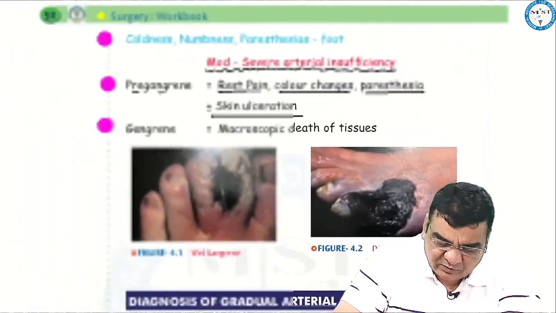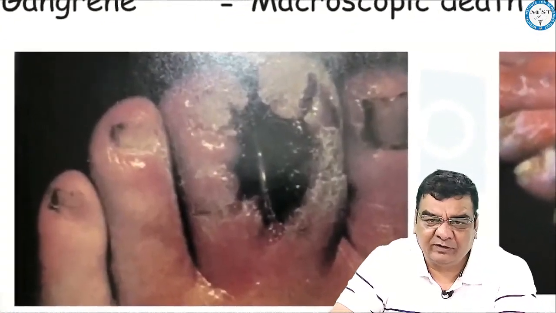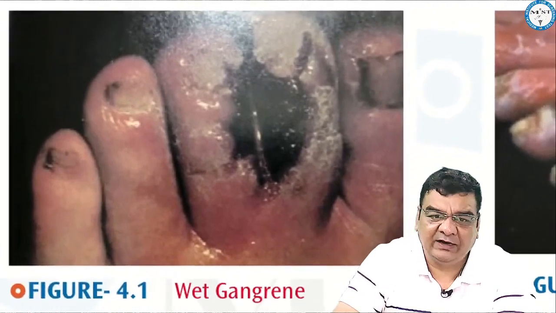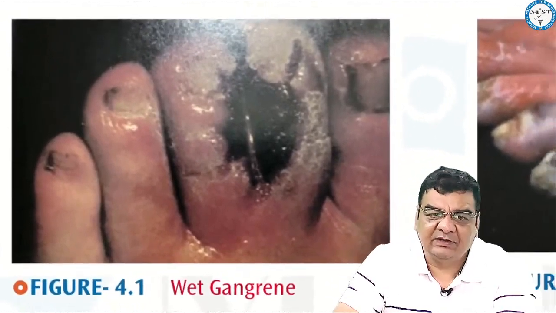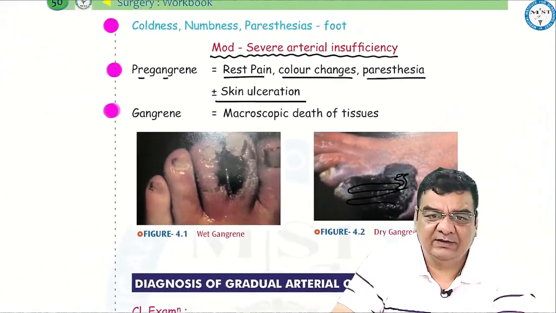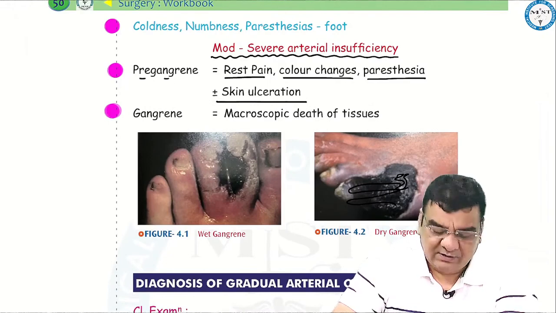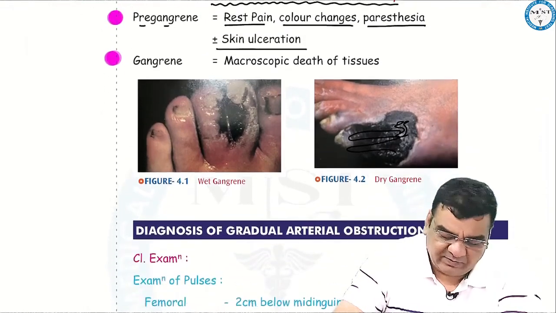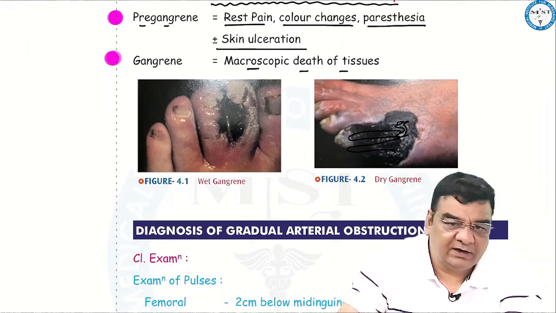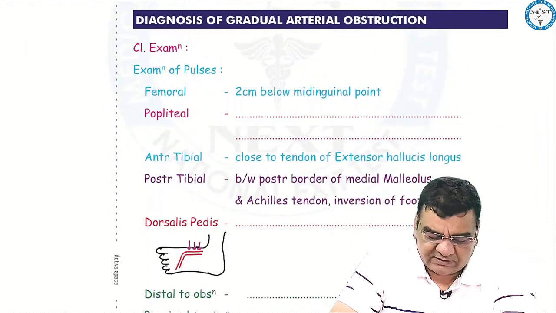If there is some infection, because of that some fluid will be present, and that is called wet gangrene. This is something we discuss in pathology classes as well, dry gangrene and wet gangrene. Gangrene is simply macroscopic death of the tissues. Now, these are the different presentations.